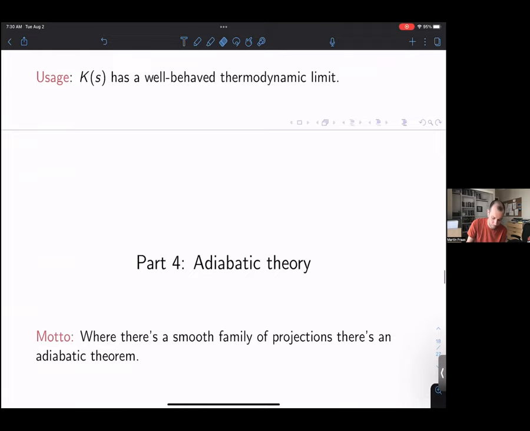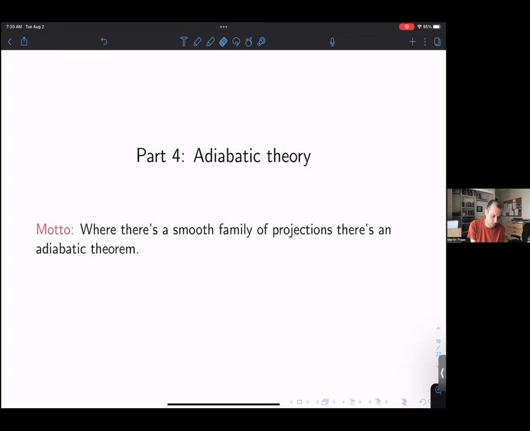Okay, so I go to the main part, and I will now talk about adiabatic theory. As I was stressing, I want to stress the connection of adiabatic theory to perturbation theory of projections. And the motto I wanted to highlight is that if you get a smooth family of projections, then there is an adiabatic theorem. So there is this very ultimate connection between having adiabatic theory and getting a smooth family of projections. And I want to explain on examples what I mean by this.